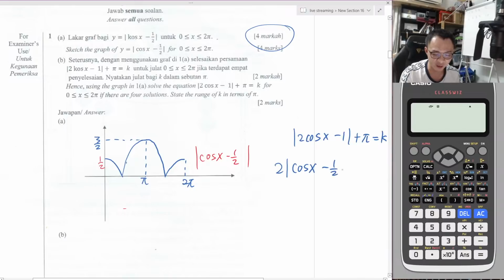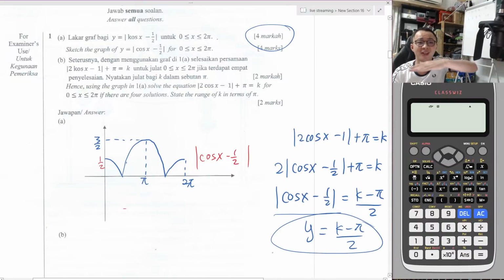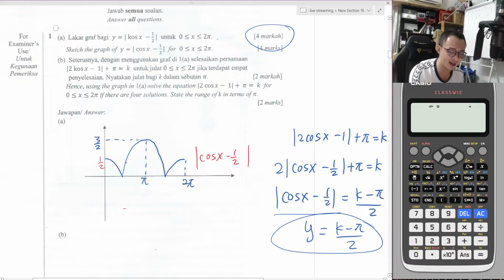Then I will get the y here plus pi equals k. Therefore, my cos x minus 1 over 2 should equal k minus pi divided by 2. So y will be k minus pi over 2. This is a straight line, a horizontal line. This line will touch at 4 solutions. So in order to have the 4 points, if you do the horizontal line test, you should know it's somewhere between 0 and 1 over 2.